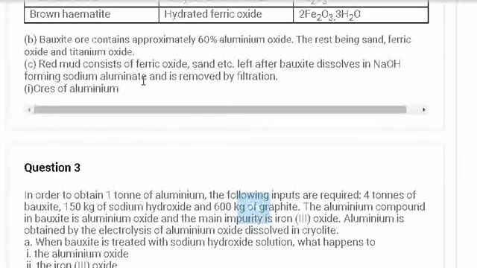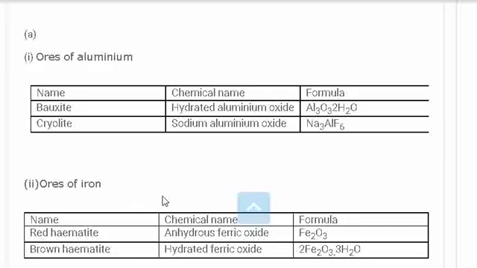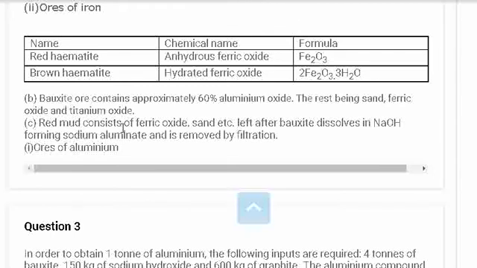Red mud consists of ferric oxide, sand, etc. left after bauxite is dissolved in NaOH, forming sodium aluminate, and it is removed by filtration. Clear, guys? What is the red mud, and how is it removed? Red mud consists of ferric oxide; the red color comes from the oxidation. Oxide, sand, etc. are left after bauxite dissolves in NaOH, forming sodium aluminate, and it is removed by filtration.